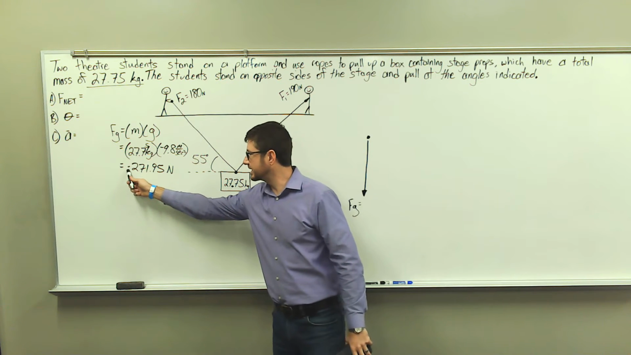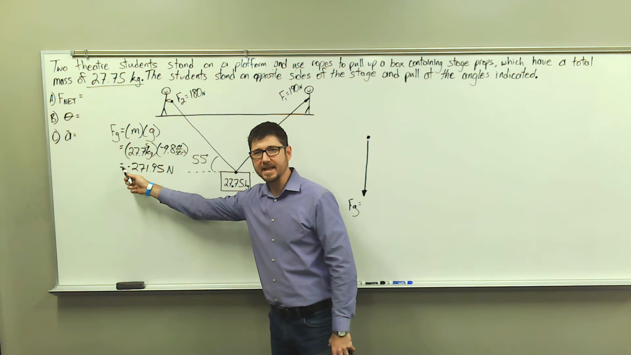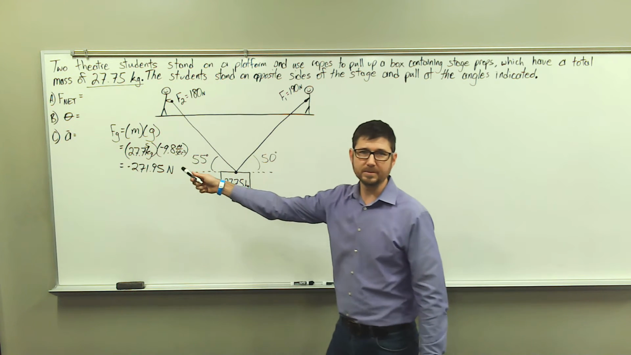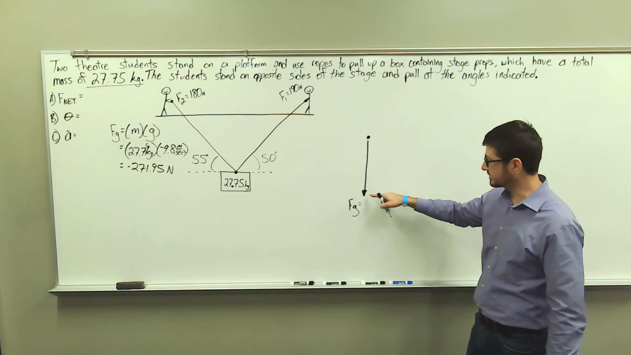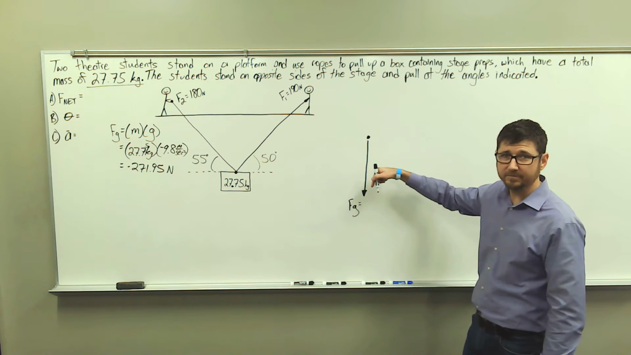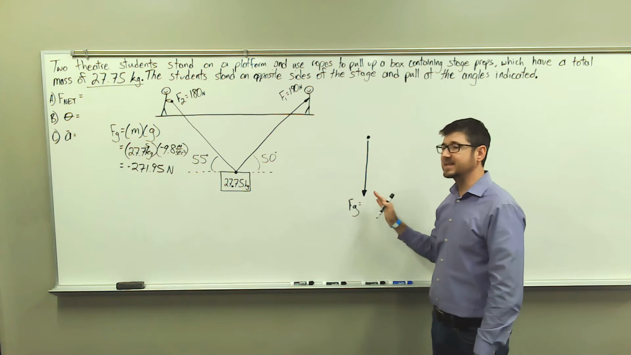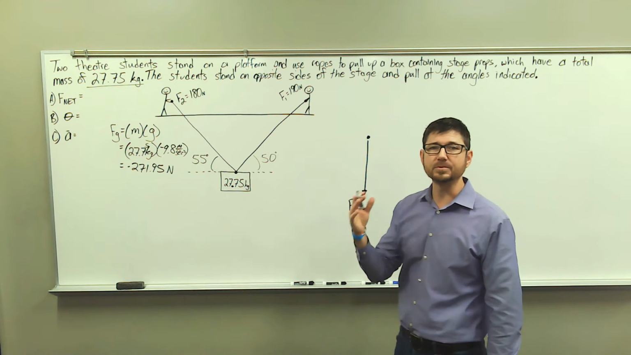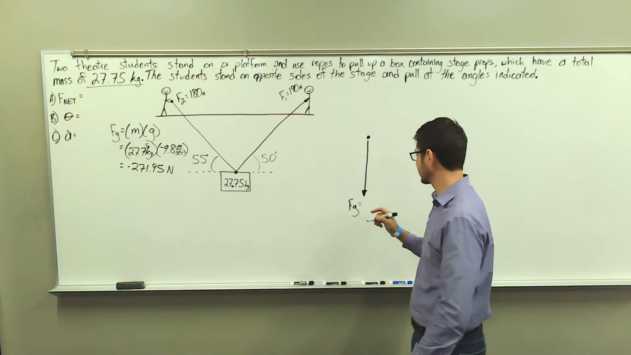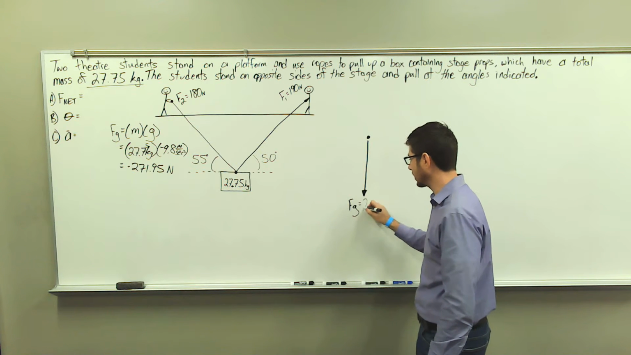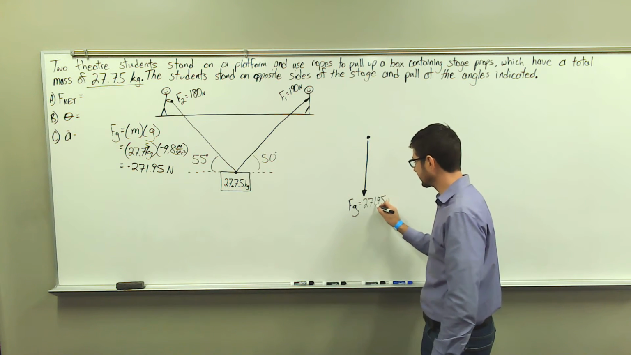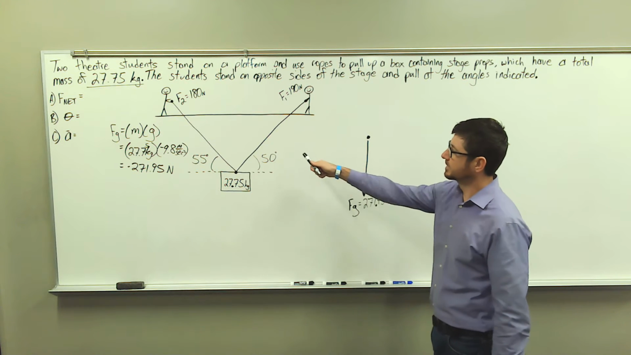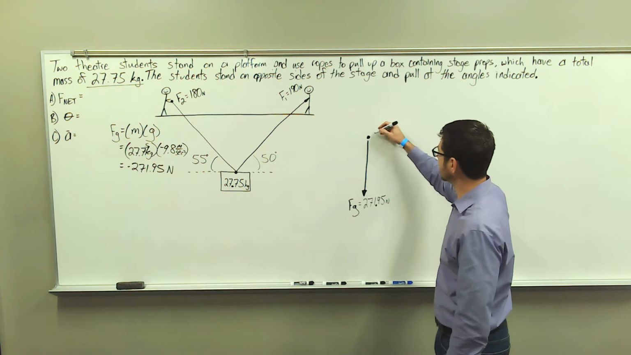Right here, the direction is indicated by the negative sign, but in our free body diagram, we have our vector arrow pointing down. You see our arrowhead pointing in a negative y direction, and since that is indicating our direction, we do not need the negative sign. So we're just going to label it 271.95 newtons.